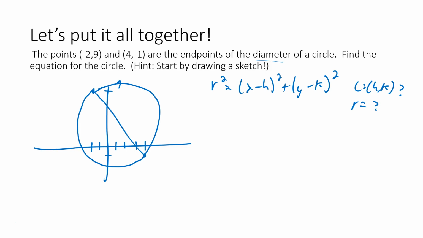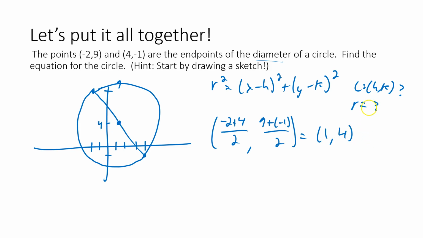All right, welcome back. Let's see if we can do this. The center is going to be halfway across the diameter. Hey, that sounds like a midpoint, right? So I'm going to find the midpoint using these two points. Midpoint, remember, is the average of the x's, which is negative 2 plus 4 over 2. And then 9 plus negative 1 over 2. Negative 2 plus 4 is 2, over 2 is 1. 9 minus 1 is 8, over 2 is 4. I'd buy that's 1, 4. Okay, so we have our center, and then we need our radius.